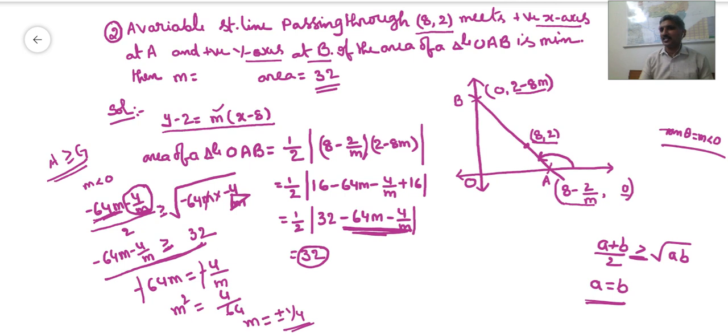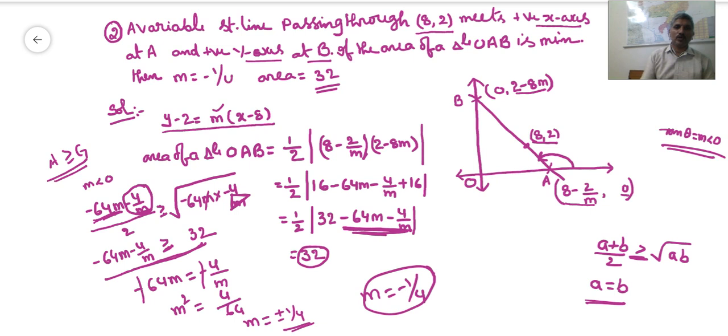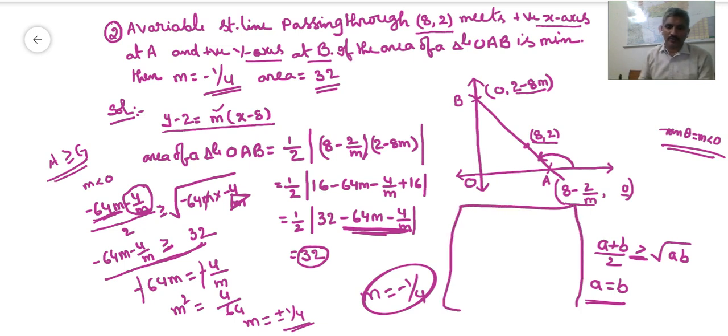But the value of m, what I discussed here, must be negative. That's why we take m is equal to minus 1 by 4. So we got the slope also as minus 1 by 4. That is the procedure to proceed with this particular question. But observe here, this particular question we can do directly for the objective exam like this.